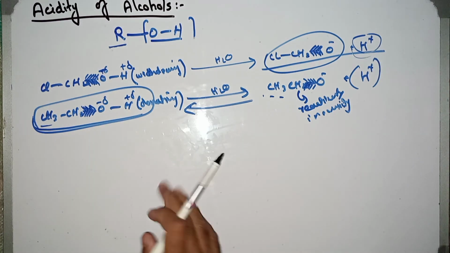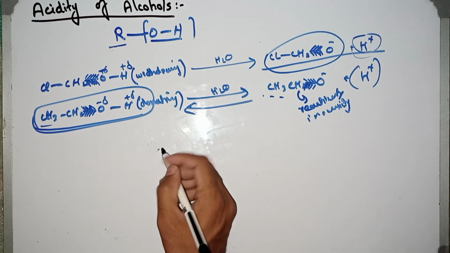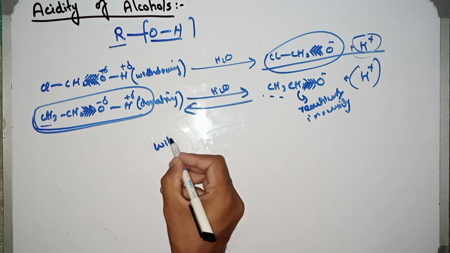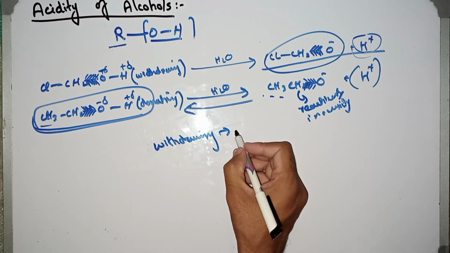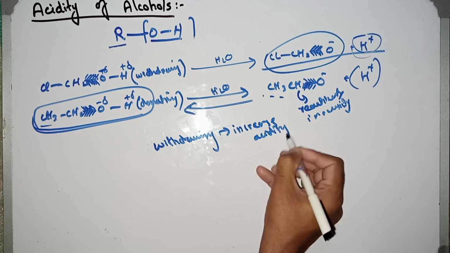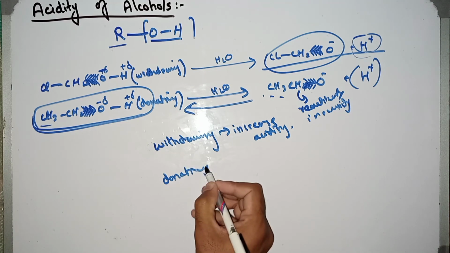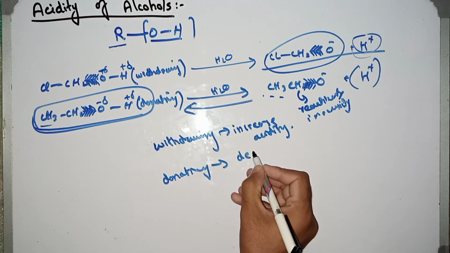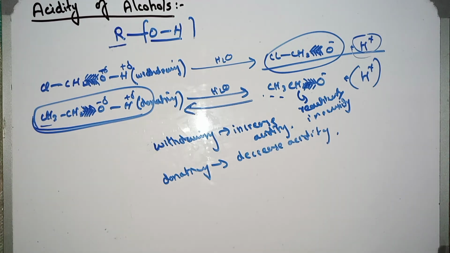So the conclusion of this topic is: electron withdrawing groups attached to alcohol increase acidity, while electron donating groups attached to alcohol decrease acidity. These are the two postulates, two results.